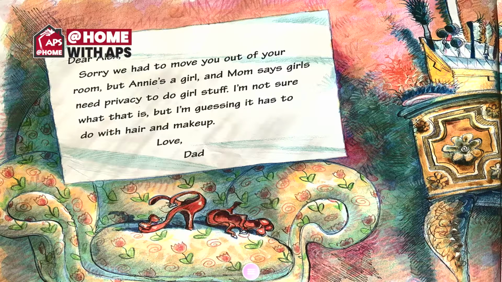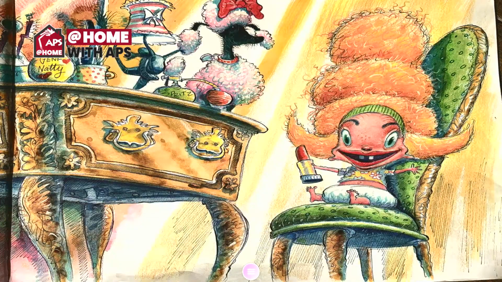Dear Alex, sorry we had to move you out of your room, but Annie's a girl, and Mom says girls need privacy to do girl stuff. I'm not sure what that is, but I'm guessing it has to do with hair and makeup. Love, Dad. Check this one out. It's a great illustration.